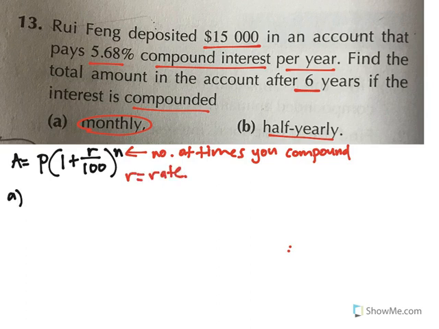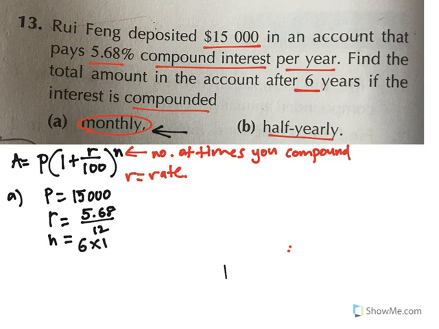So if I'm going to do part A, I need to fill up certain things first. I need to fill up what's my P, what is my R, and what is my N. My principal, I know, is 15,000, that doesn't change. My rate, now the rate that's given in my question is for 1 whole year. But if I'm going to compound monthly, I will have to divide that by 12 to find the monthly rate. For n, the number of times I compound, since I do it every month for 6 years, I have to do 6 times 12 to find the total number of times I compound it.